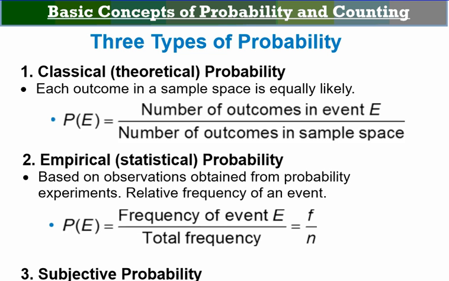So there are 3 different types of probability. The first is classical or theoretical probability, and that's when each outcome in a sample space is equally likely. We take the number of outcomes in the event and divide by the number of outcomes in the sample space. It's essentially successes divided by the total number that were possible. The second is empirical or statistical probability, and that's basing probability on observations. So you run an experiment and you use data to determine the probability, so the relative frequency of an event.